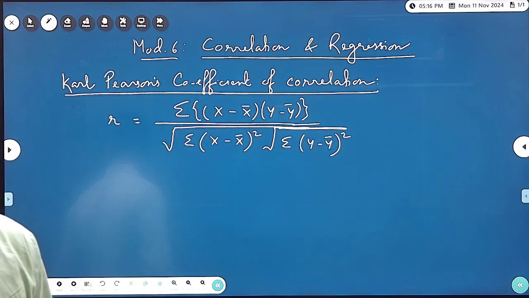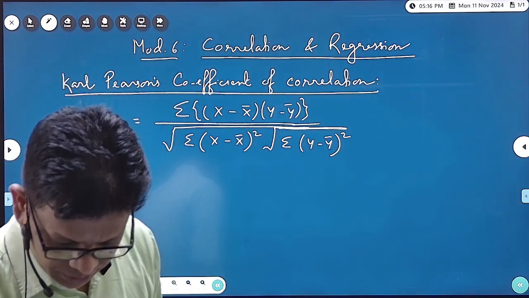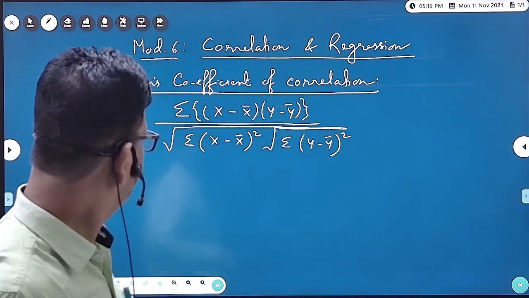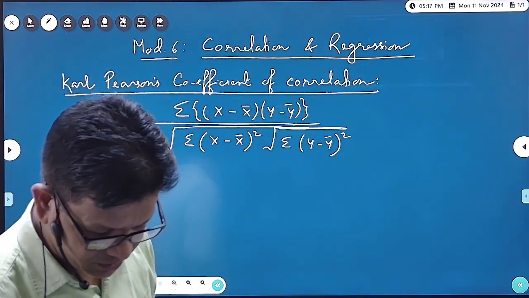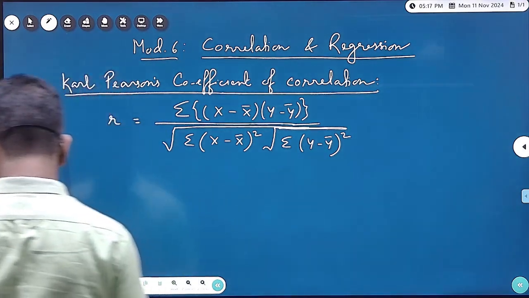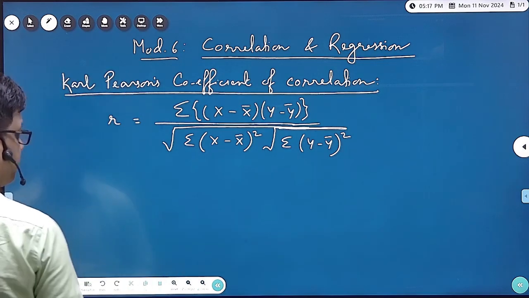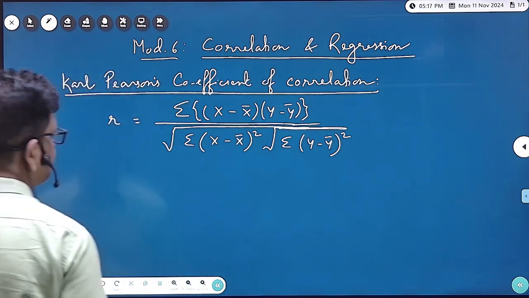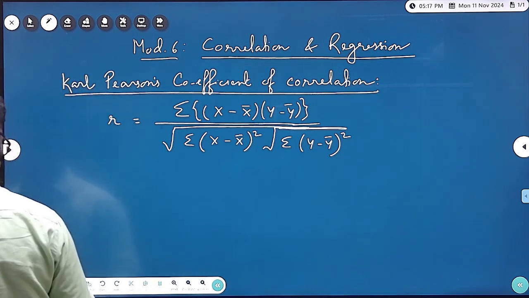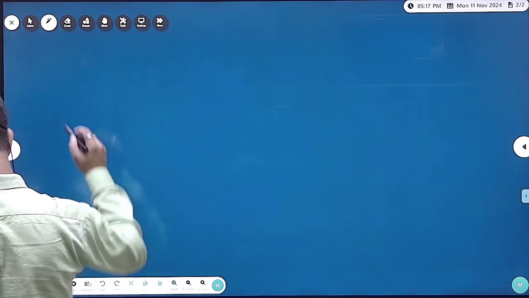Okay, done. You just have to apply the formula. There is more than one method, but I am going to do only this method because the other methods are just there to make the calculation easier. So this is what the question asks: find the Karl Pearson's coefficient of correlation. Did you write the formula? Okay. So write one question here.